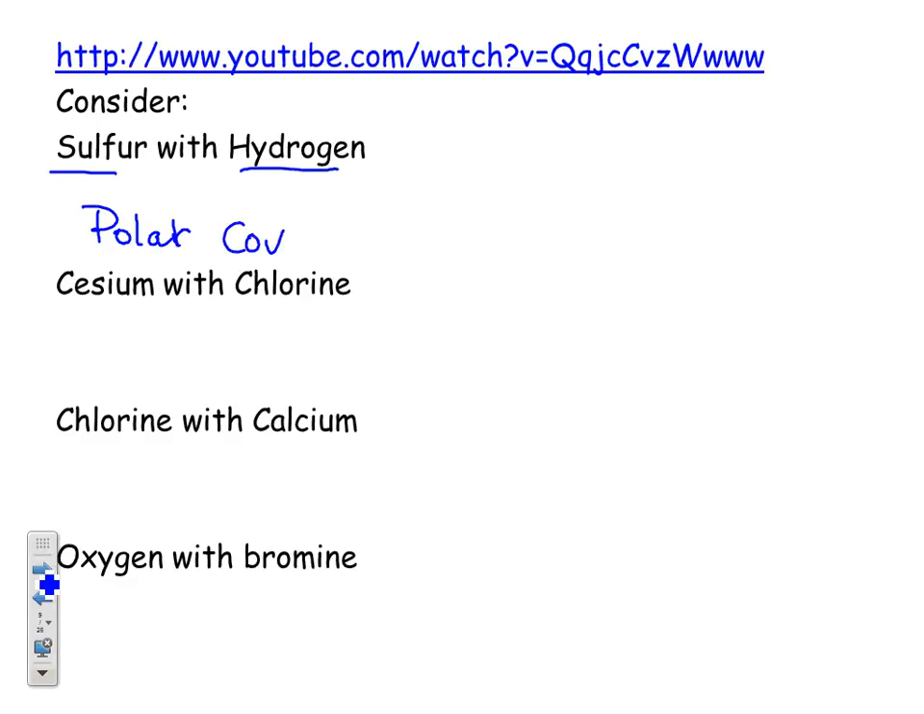And the element that's going to have a greater share of the electrons is going to be the sulfur. It has a higher value of electronegativity at 2.5, whereas the hydrogen is 2.1. So the electron cloud is bigger for the sulfur, smaller for the hydrogen.